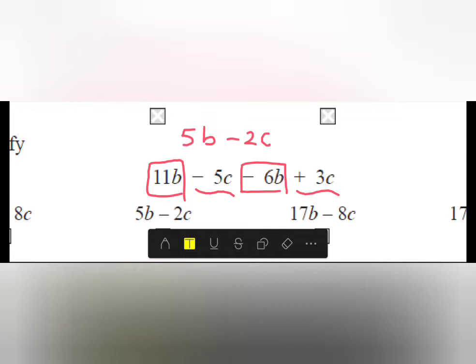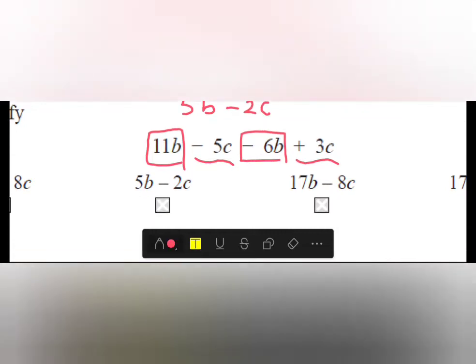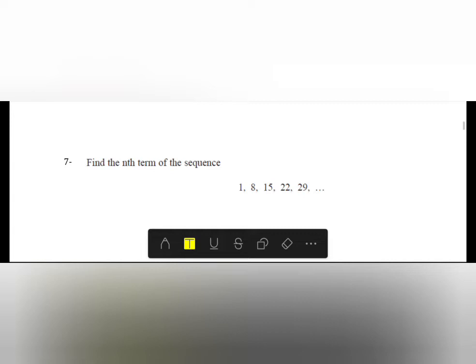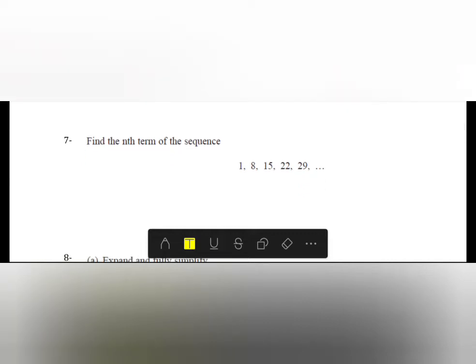Now, let's take the answer. So 5b minus 2c. Very good. Let's move on to the next question. Question 7. Find the nth term of the sequence. Now, to find the nth term of a sequence, as I told you before, we're going to use what? Very good. We're going to use the formula of the nth term. Let's write the formula here so we can work with it.